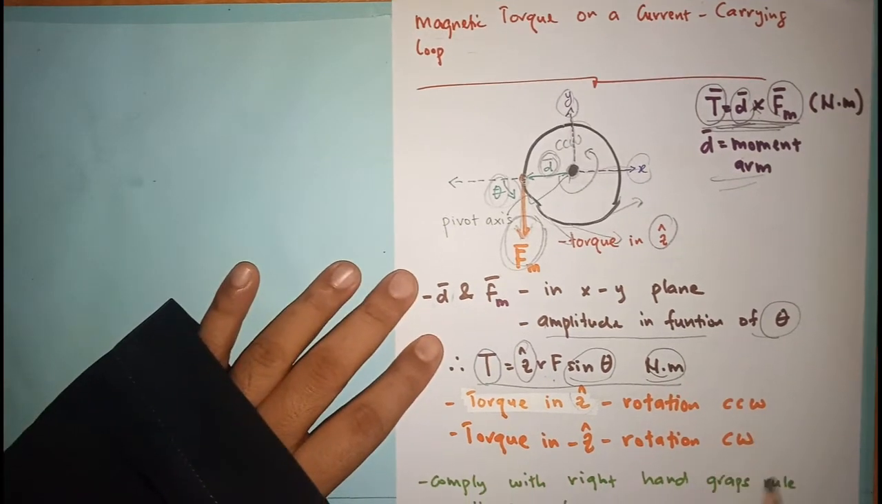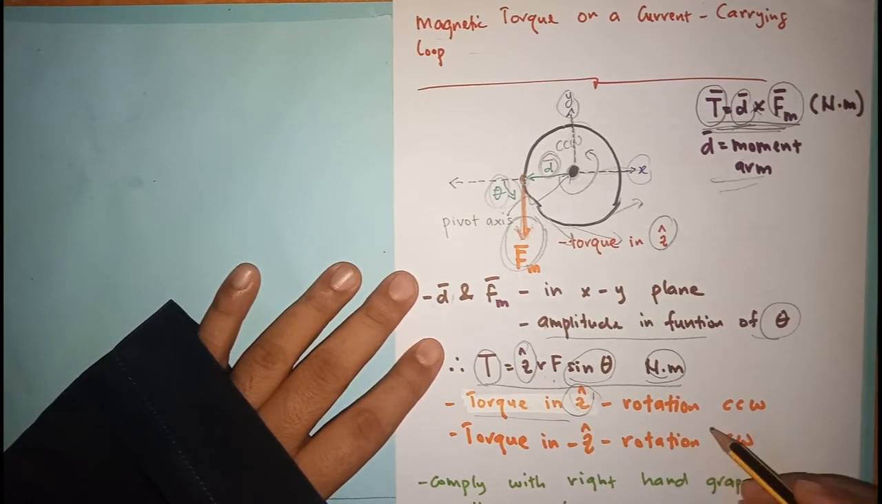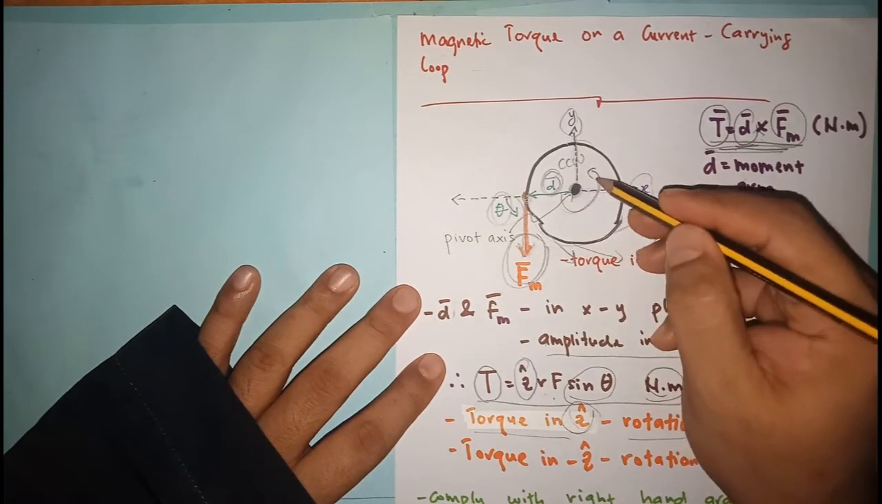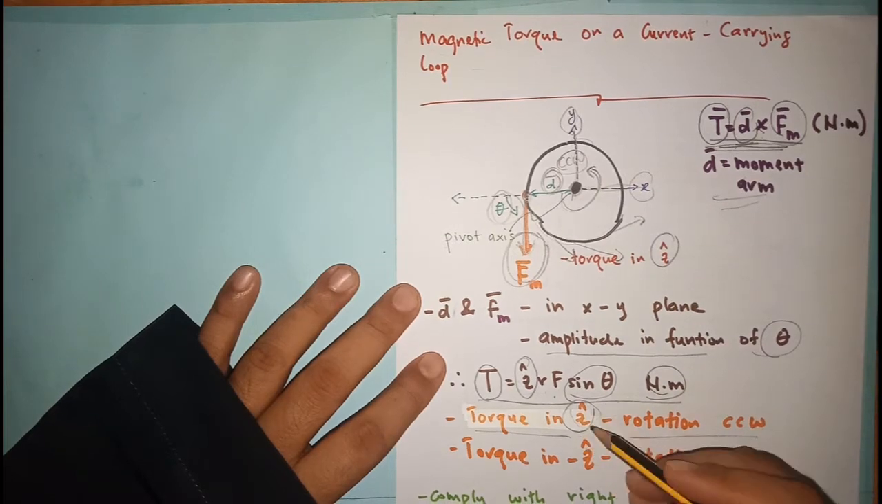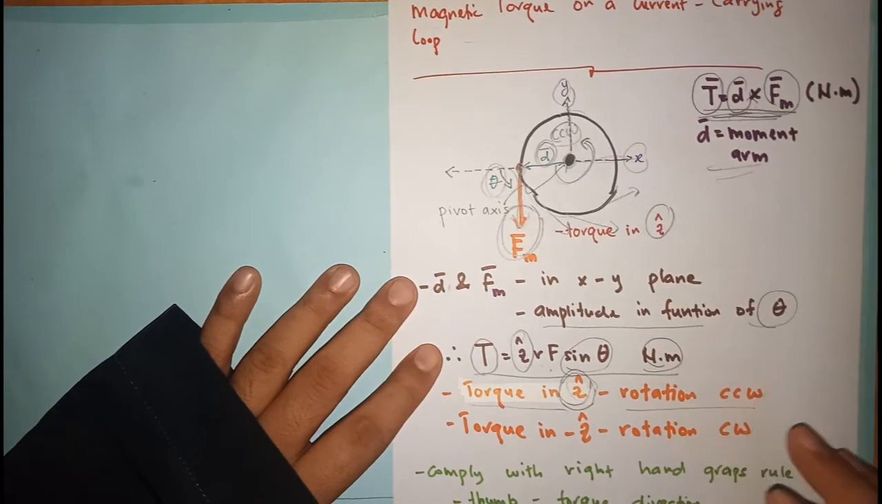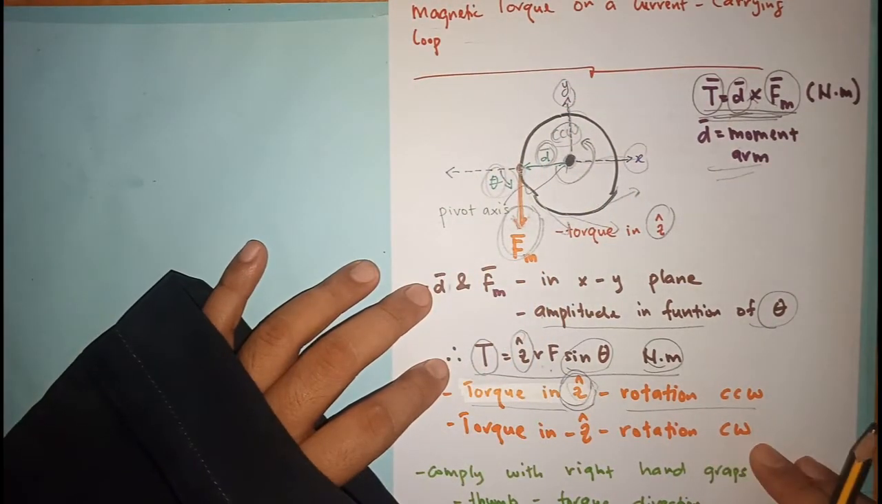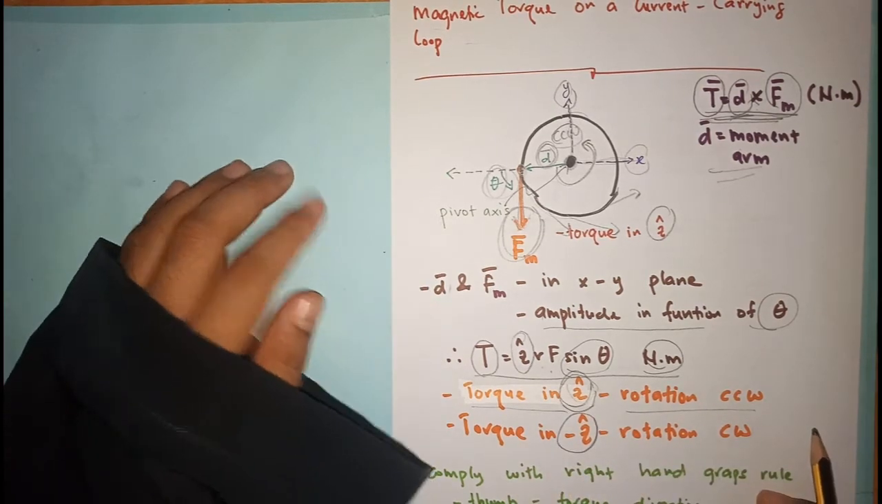Basically, the torque will be produced in the z cap direction, depending on the direction of the rotation. In this case, we have a direction of rotation in a counterclockwise direction, so the torque will be produced in the z cap direction. If we reverse the direction of the rotation to clockwise, the torque will be produced in the minus z cap direction.